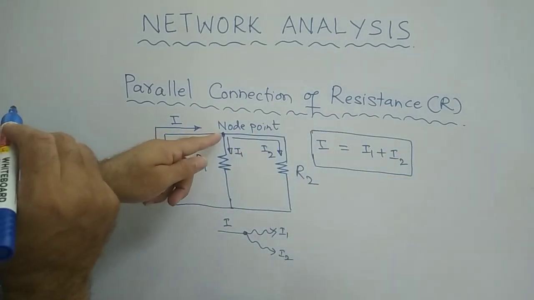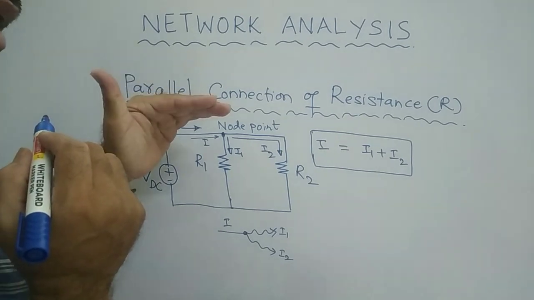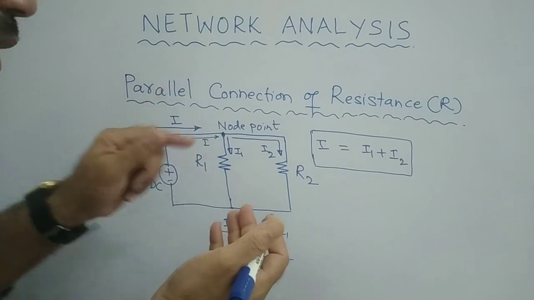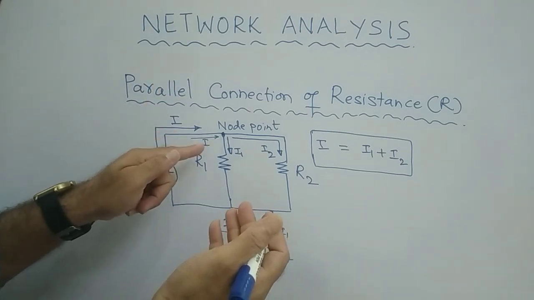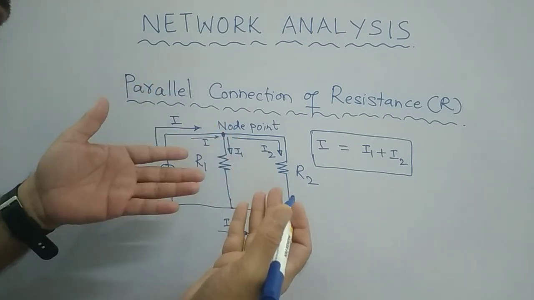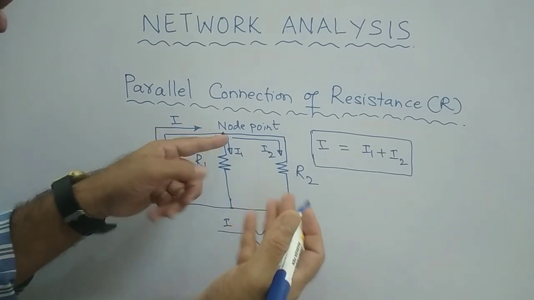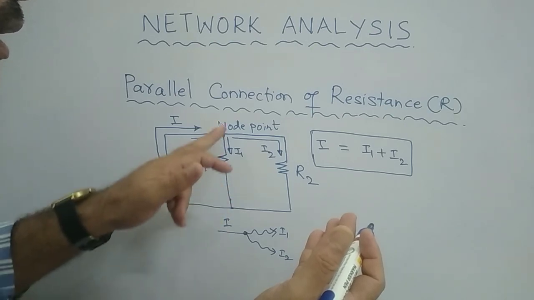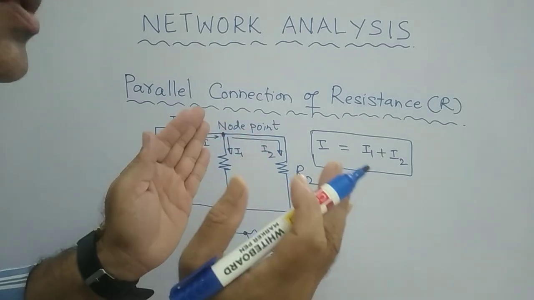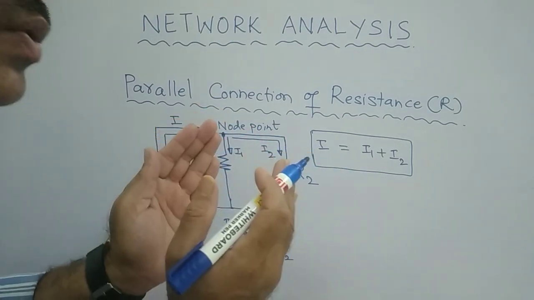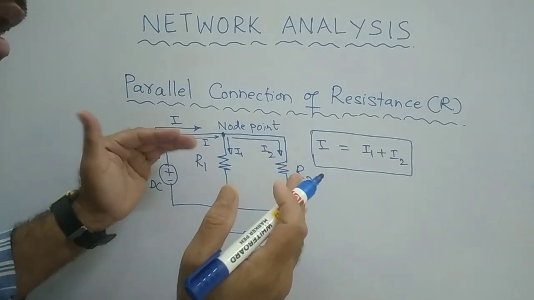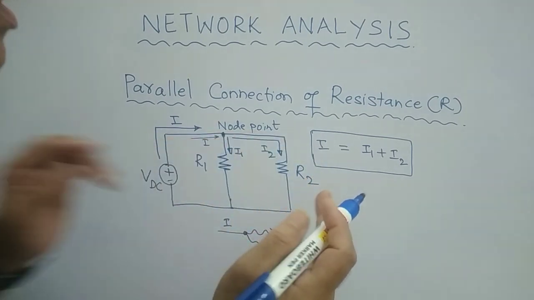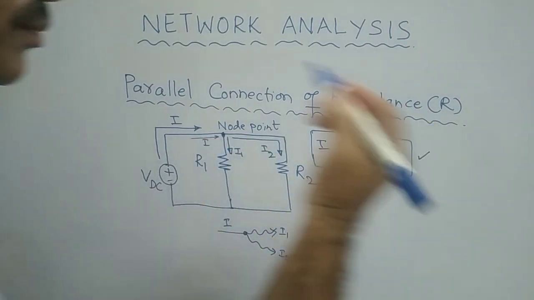So, I is the entering current. Sum of the entering current: how many currents are entering here? Only one current, I only. Therefore, if you sum it, only I will be there. Therefore, I is equal to the sum of leaving current. How many currents are leaving? I1 and I2. If you sum those two, I1 plus I2. Therefore, entering current I is equal to leaving current from that node, I1 plus I2. This is your KCL.